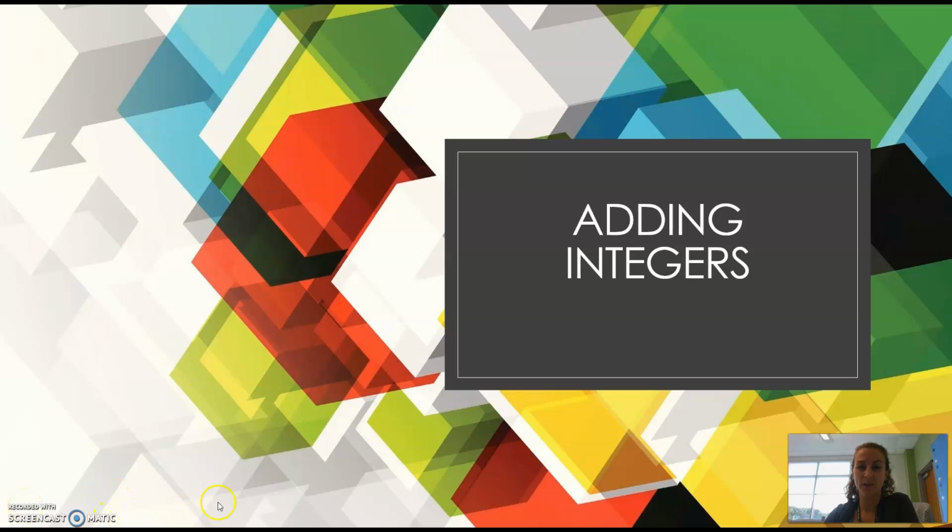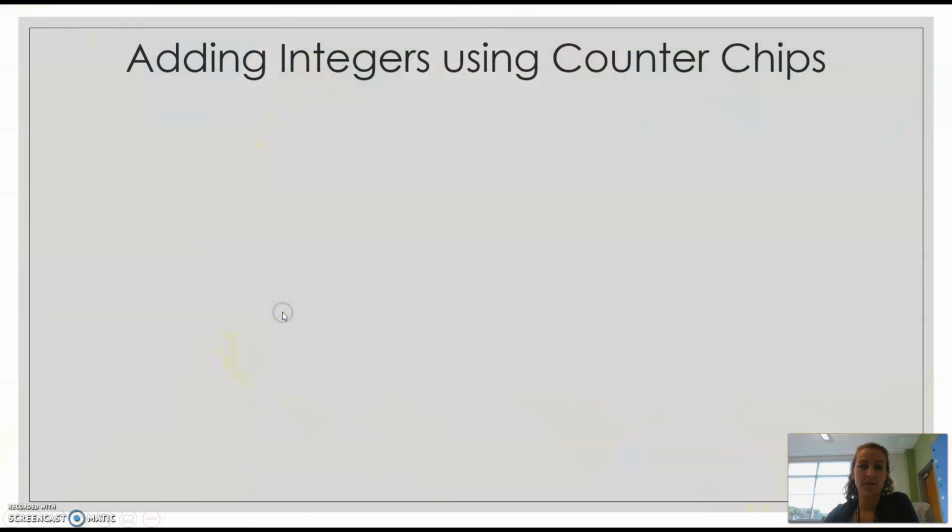In this video, we're going to talk about adding integers. So first, we'll look at adding integers using counter chips. Counter chips are manipulatives, where one side is green or yellow, indicating positive, and the other side is red, indicating negative. So let's say we had the problem 3 plus 4.